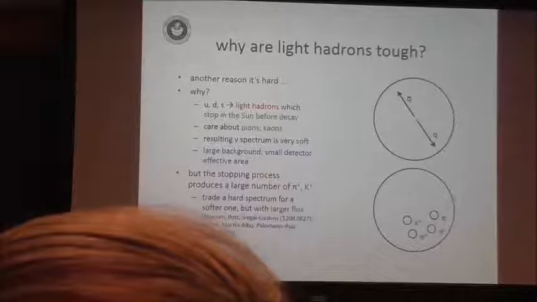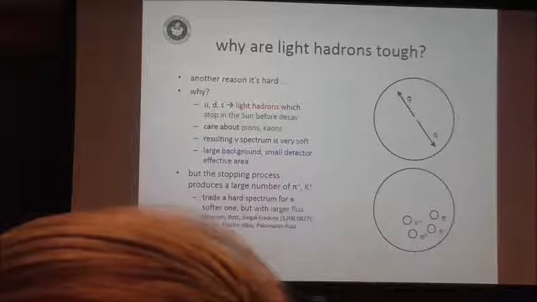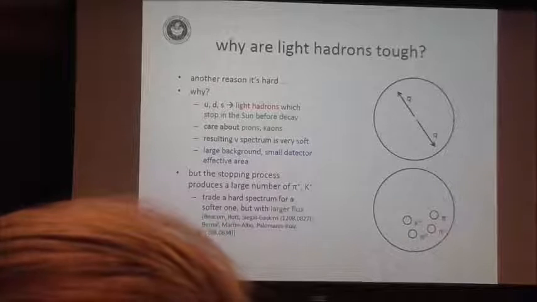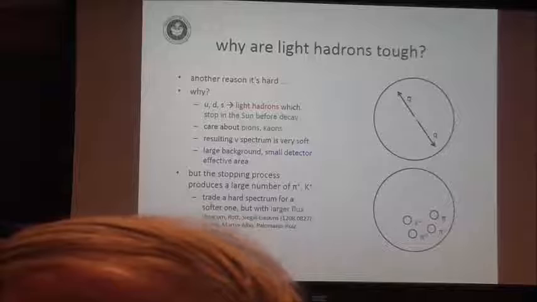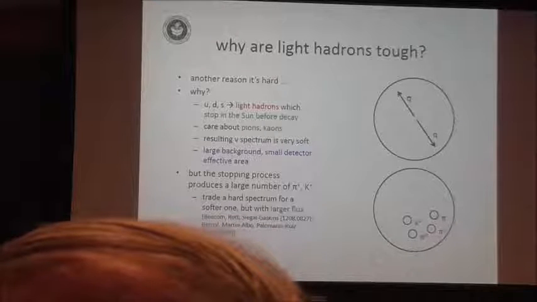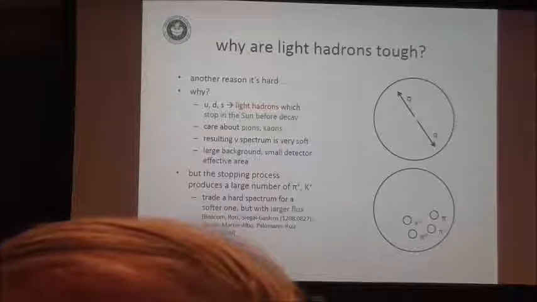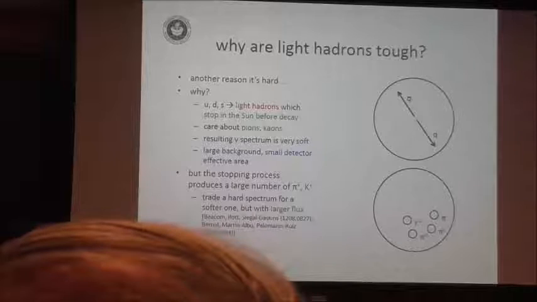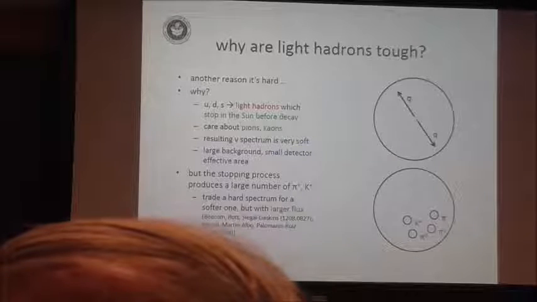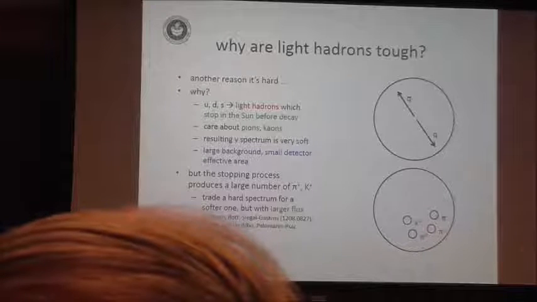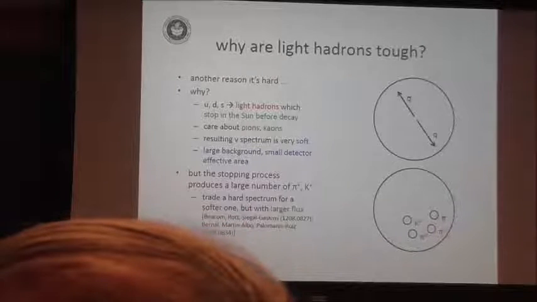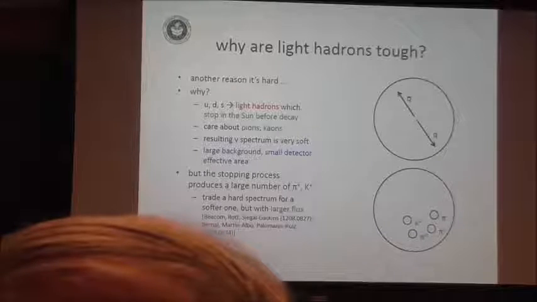But what a group of people in 2 independent papers pointed out in 2012 is that in that stopping process, you essentially produce a hadronic cascade. So you can get a large number of pions and kaons, a bunch of those decaying at rest. And so you can trade a hard spectrum for a softer one, but with a larger magnitude, a larger flux. And that can help you see this above background. Actually, Karsten Roth, who's one of our collaborators on this follow-up work, was on one of these original papers looking at this idea.